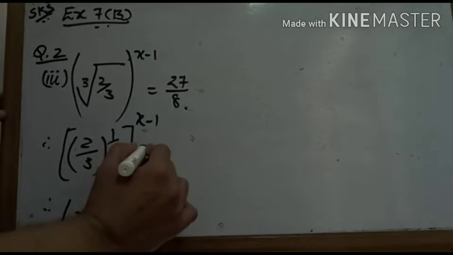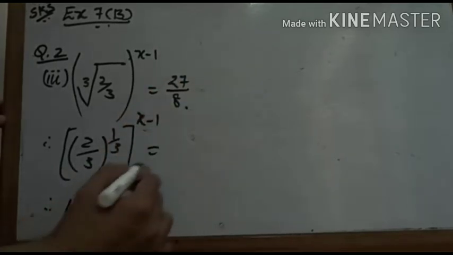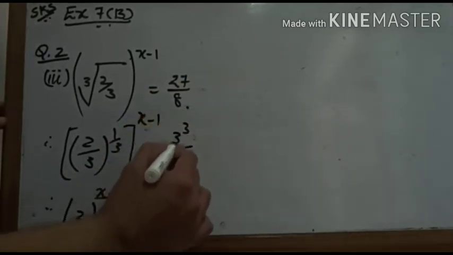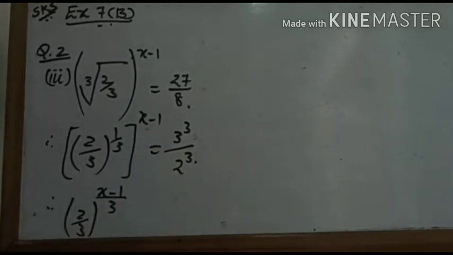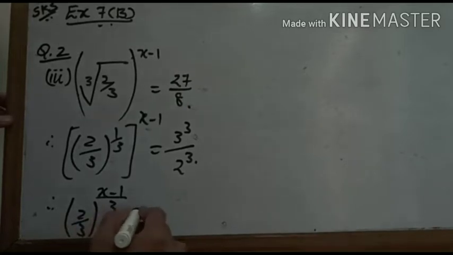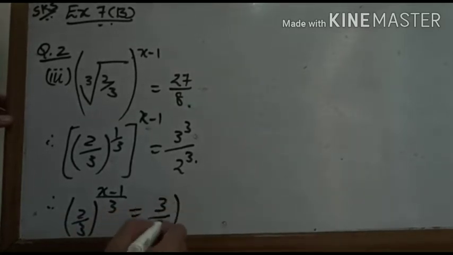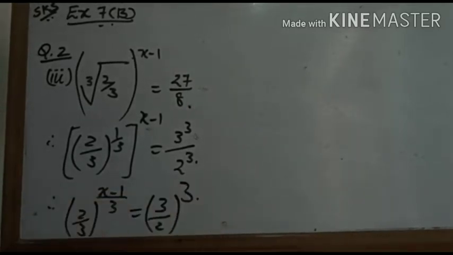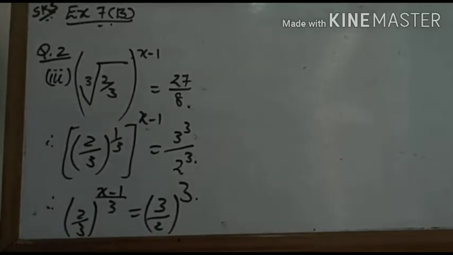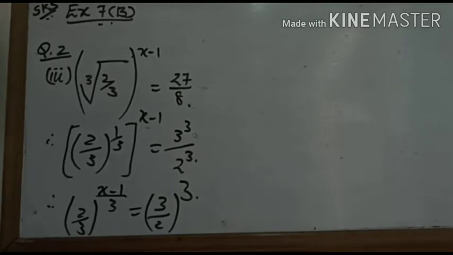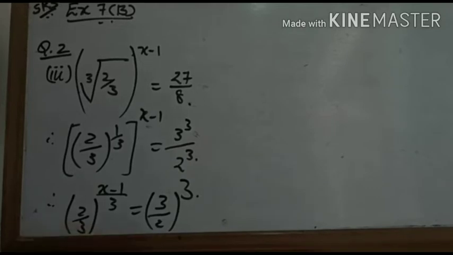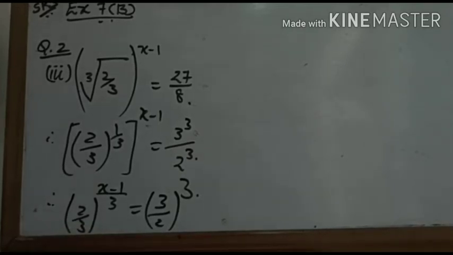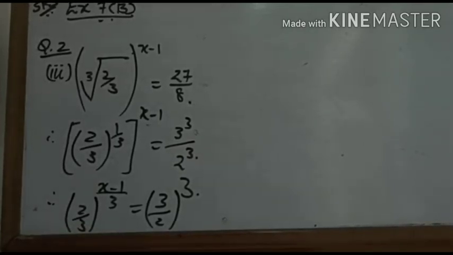What happens on the right side, that we shall see. 27 is the cube of 3 and 8 is the cube of 2. So I am writing it as 3 cube upon 2 cube. Now something very interesting, I can write it as (3 upon 2) the whole cube. Now comes the catch over here. We have done so many questions where we equated the powers if the bases were the same. Now here the base is 2 upon 3 on the left side and on the right side the base is 3 upon 2. Both the bases are not the same, so I have to make the bases equal.